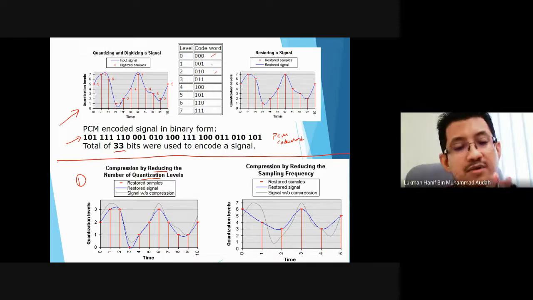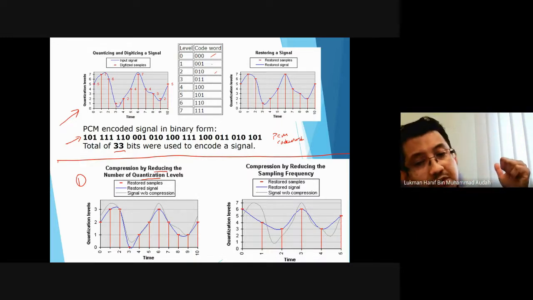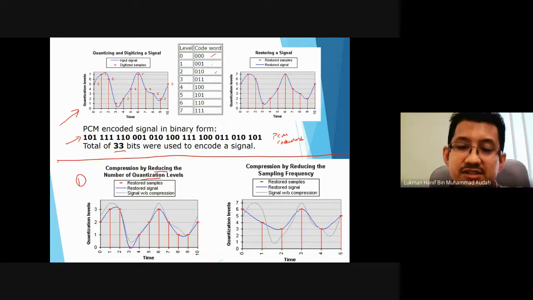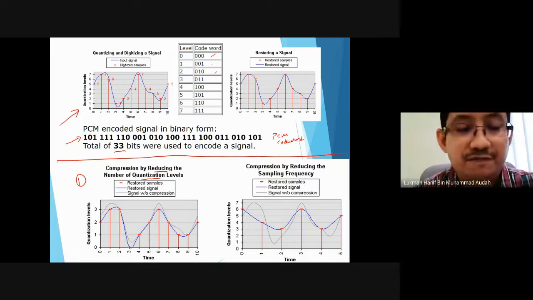Okay. One of the methods is that we reduce the number of quantization levels, the first one. Second one is by reducing the sampling frequency. Okay, we reduce the sampling frequency.